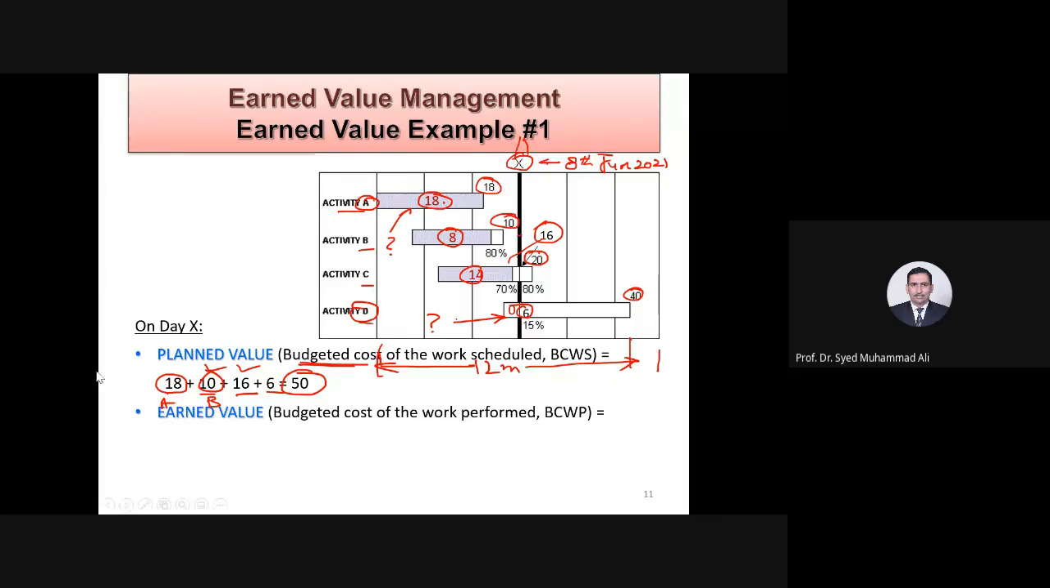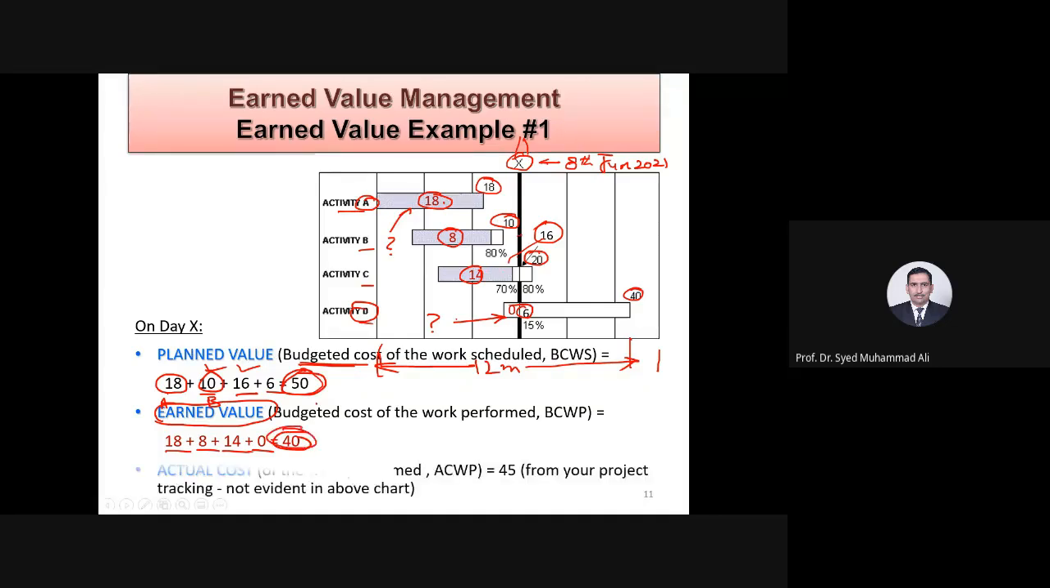So if we add, 18, 8, 14, and 0, this is 40. This is the earned value. 50 was planned, but as per the schedule on day X, you are only 40. And now let's go to the final one.